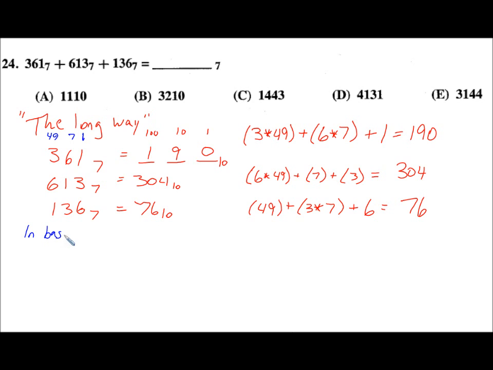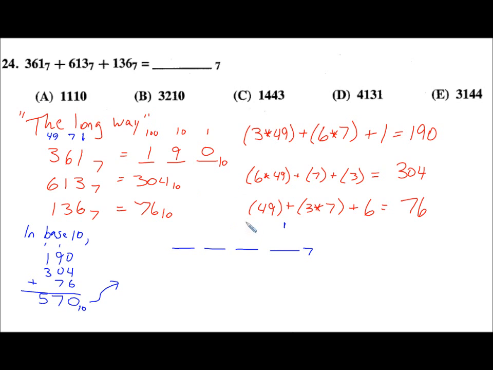So then we add in base 10 190 plus 304 plus 76, 570. The trick with that, and the answer is all in base 7, we have to convert this back to base 7. And that's kind of tricky because it involves division and subtraction. It's a little bit time consuming. Anyway, let's set this up. It's going to be a 4-digit number. So we're now in base 7.